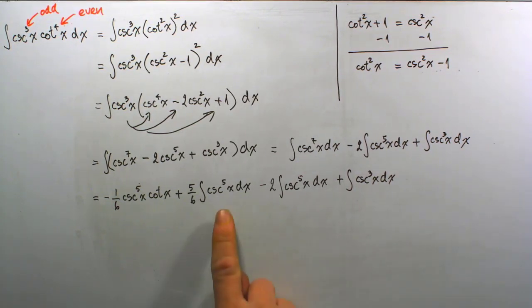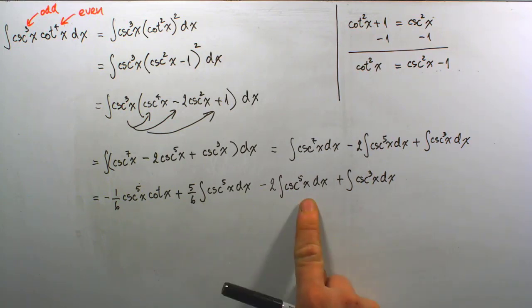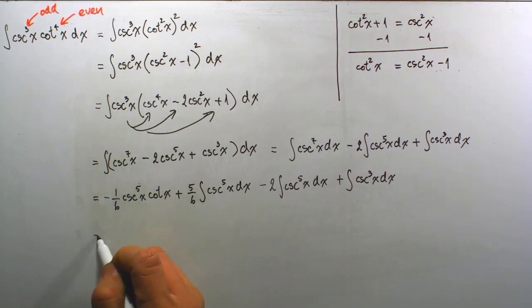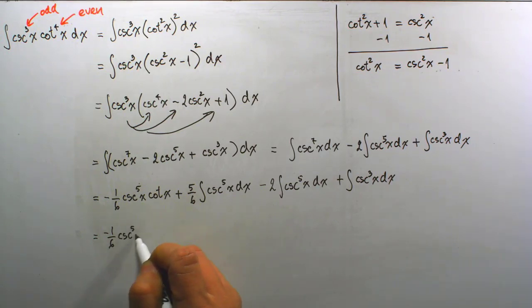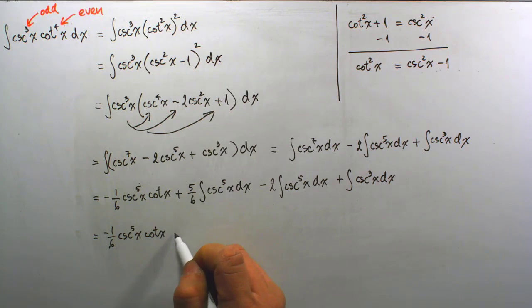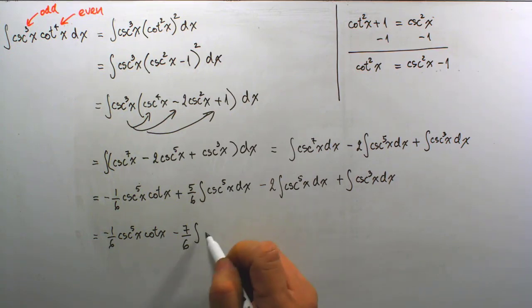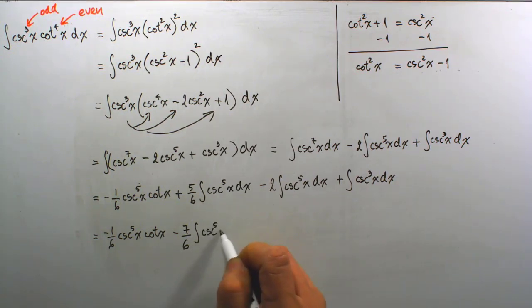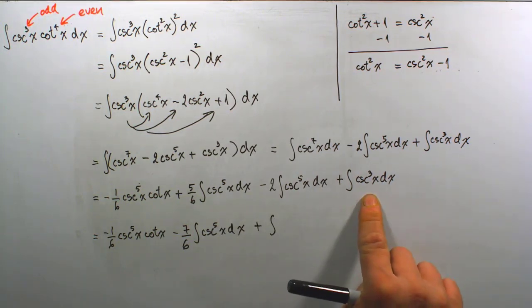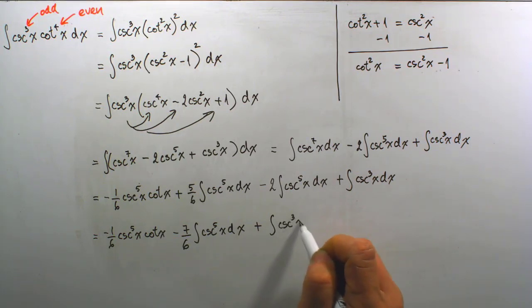And now in my next step, I can see that I can combine these two integrals here as like terms. So in my next step, I'm going to rewrite the finished term here, negative 1/6 cosecant to the 5th of x times cotangent of x. 5/6 minus 2 will give me a minus 7/6 times the integral of cosecant to the 5th of x. And we're still going to have another unfinished integral here, cosecant cube of x dx.